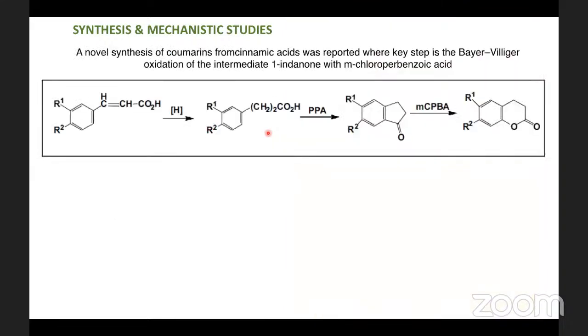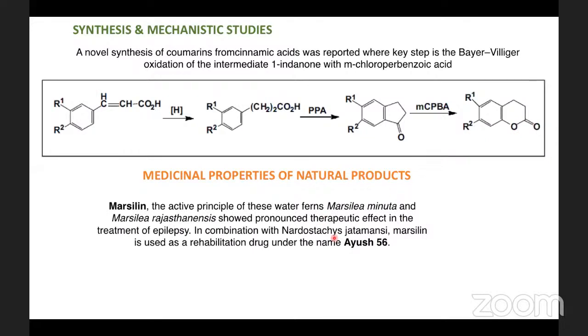This is another example where a novel synthesis of this coumarin from cinnamic acid was reported, where a key step was a Baeyer-Villiger oxidation of the intermediate. She also worked on medicinal properties of many natural products. I just give you 2 examples.